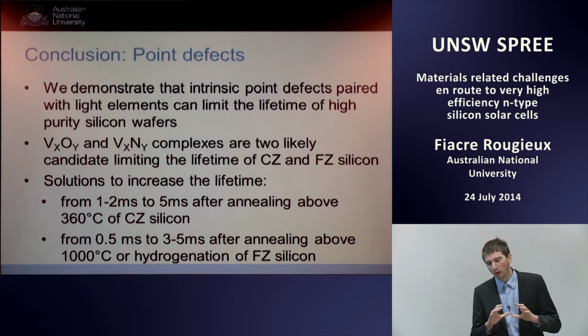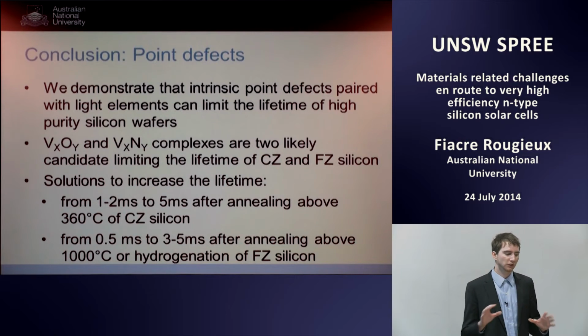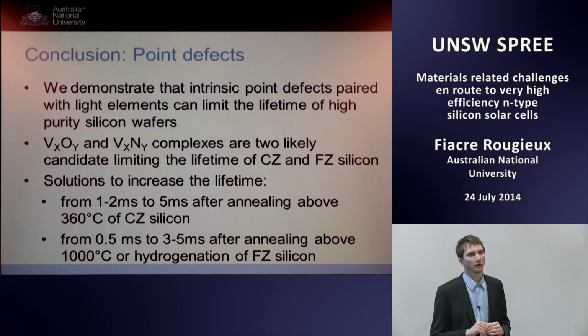We also propose solutions to increase the lifetime. For CZ silicon, an annealing above 360 degrees was shown to significantly increase the lifetime from 1 millisecond to above 5 milliseconds. And for float zone silicon, we propose to use a high temperature annealing, typically around 1000 degrees, or a hydrogenation step to increase the lifetime.